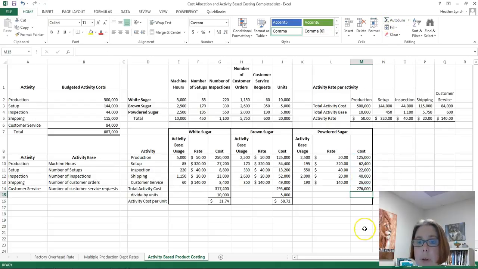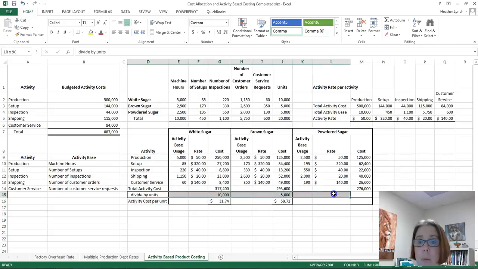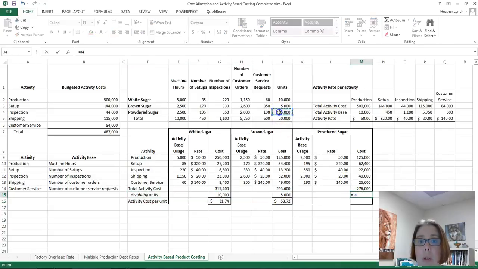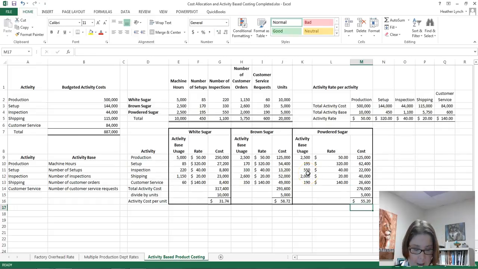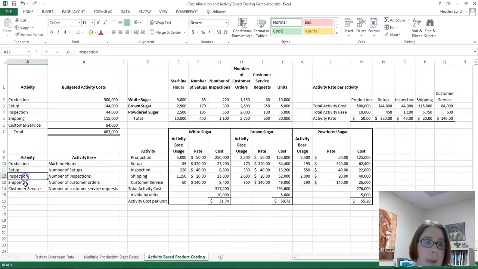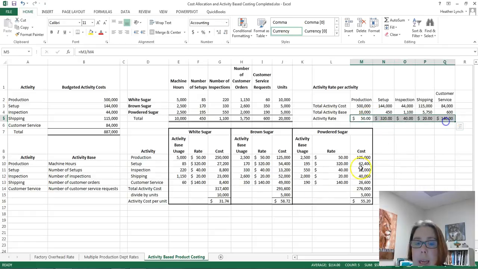Total them all up. We need to divide by the number of units we produced. We produced 5,000 units of the powdered sugar. Divide that out, and it shows $55.20 per unit. So this gives us a good way of looking at activity-based costs, where we are determining a factory overhead rate for production, setup, inspection, shipping, and customer service. And then we can use those individual rates and assign them based on the usage.